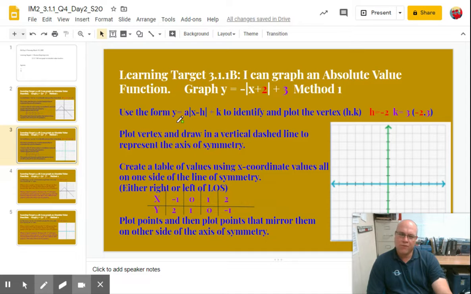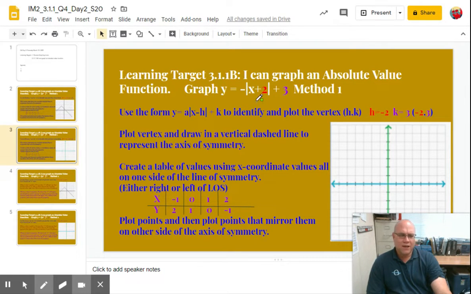First, we're going to use the form y equals a times the absolute value of x minus h plus k. Our example is y equals negative 1 times the absolute value of x plus 2 plus 3. In this form, our a value is negative 1. Our h value is negative 2.